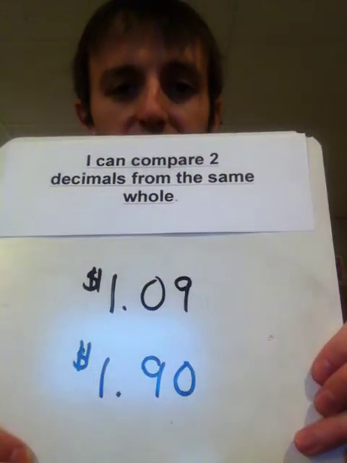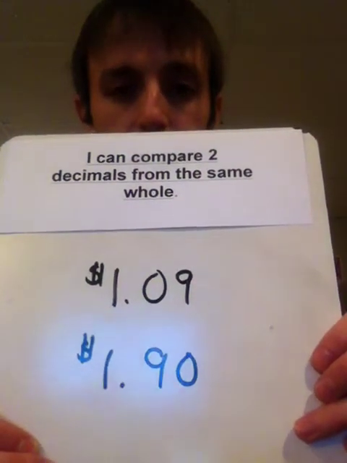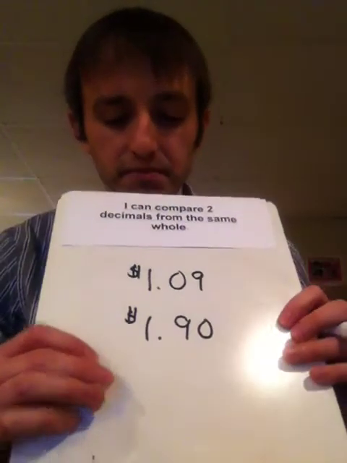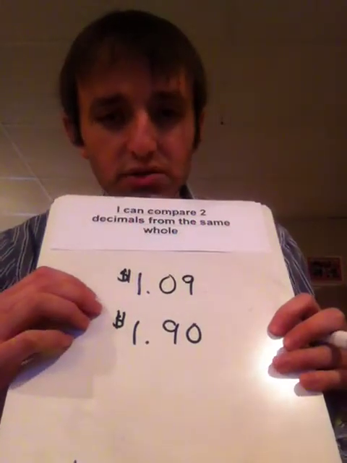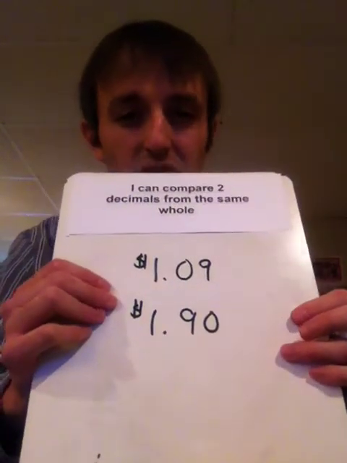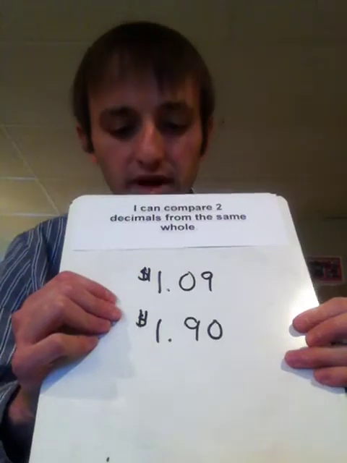Let's take a look at what we're doing today. I can compare two decimals from the same whole. As you can see, our wholes are the same. The first thing I'm going to do is this is money. I put some money up here because I know that most of you are pretty savvy with money.